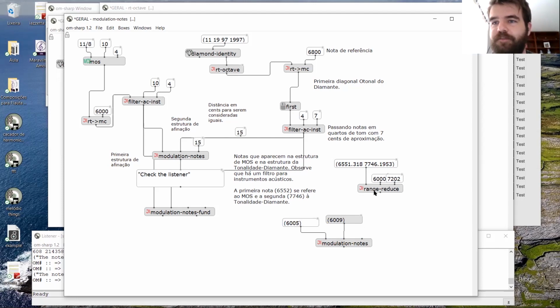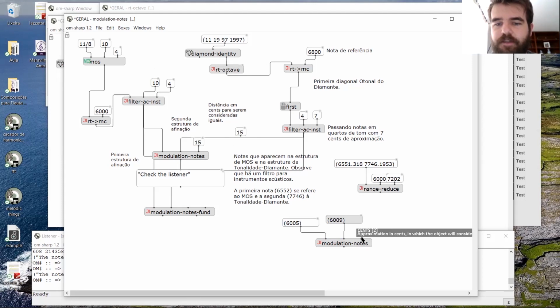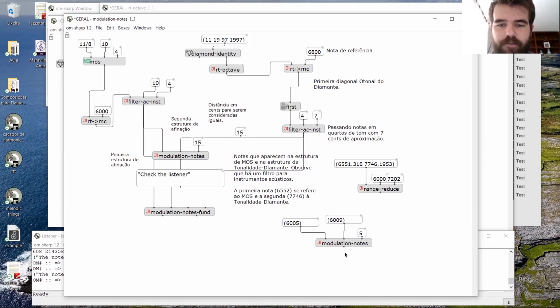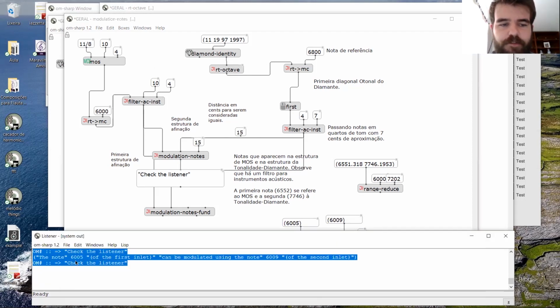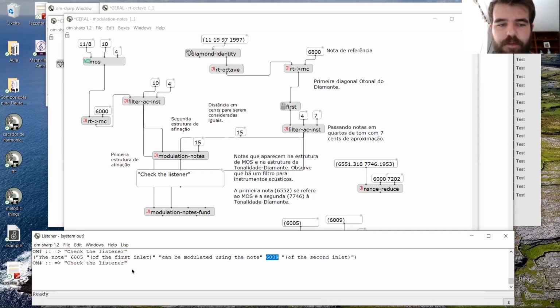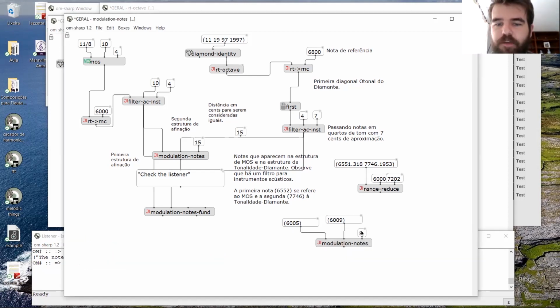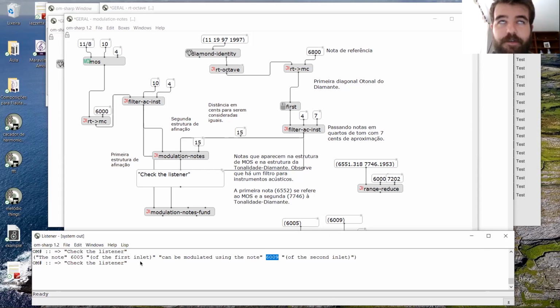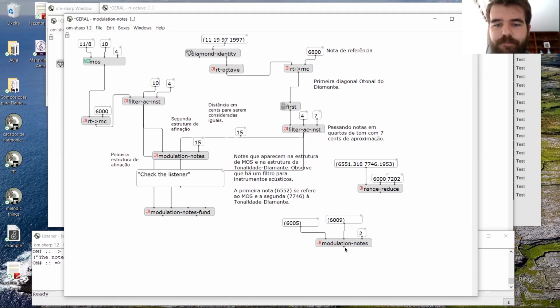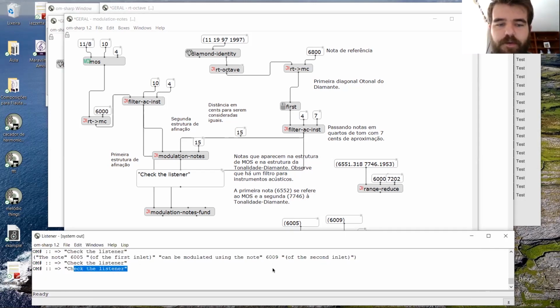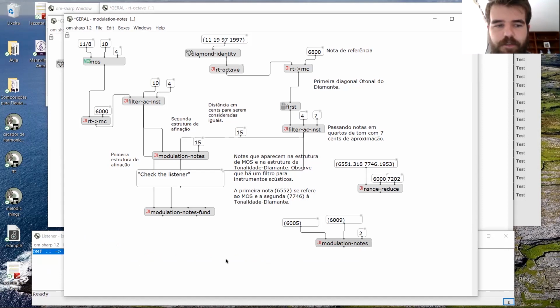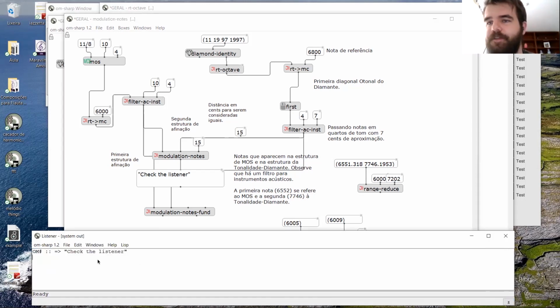These notes, if the third inlet is configured to 5, the object will consider equal. But because they have 4 cents of difference, if we put here 2 cents, we will not see any message because they are not notes in common.